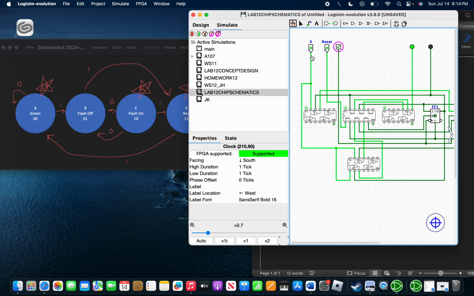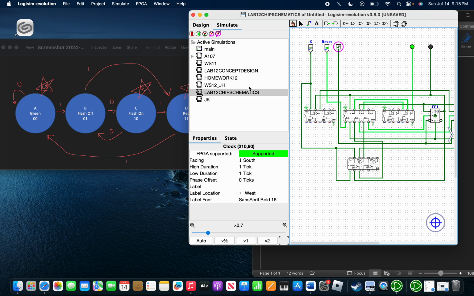As we see, I have my X input, so that can help me move on from phase to phase on the state diagram. My reset button, just in case I want to reset the whole chip schematic, and then my clock here as well. So if we were to move on, as we can see, we're at 0, 0, and when I have the clock on, representing my state diagram over here, it will always go back to green.